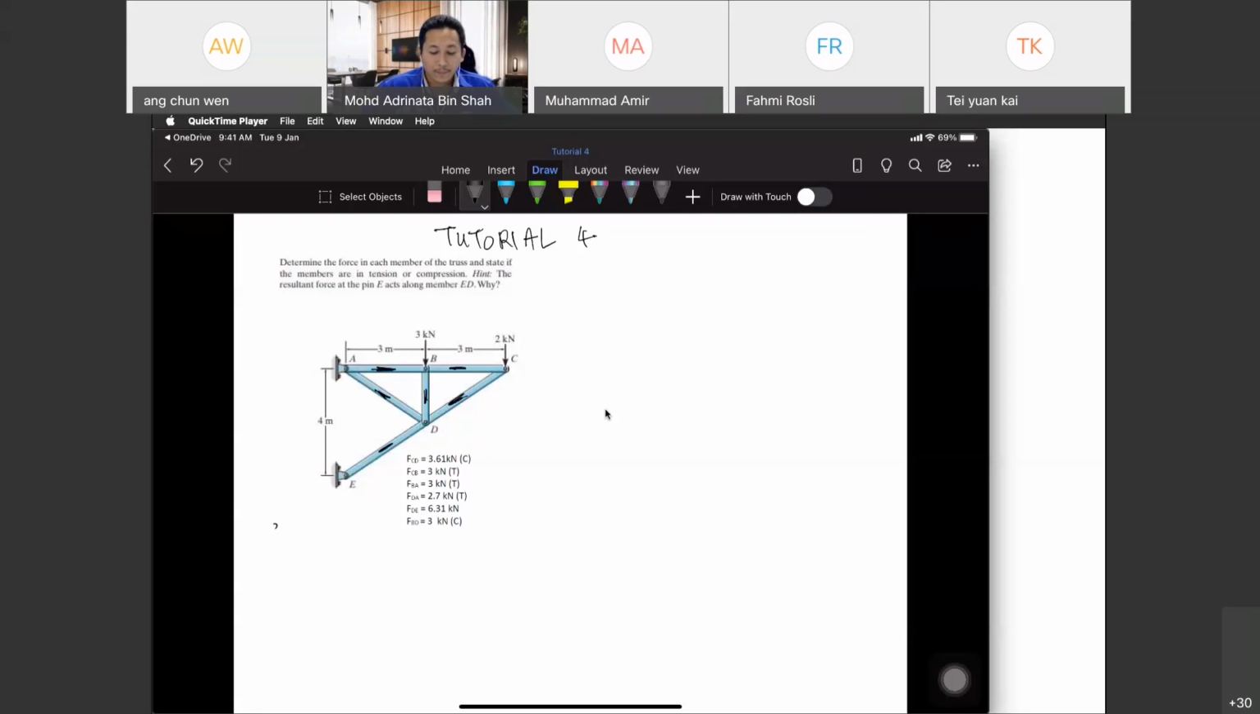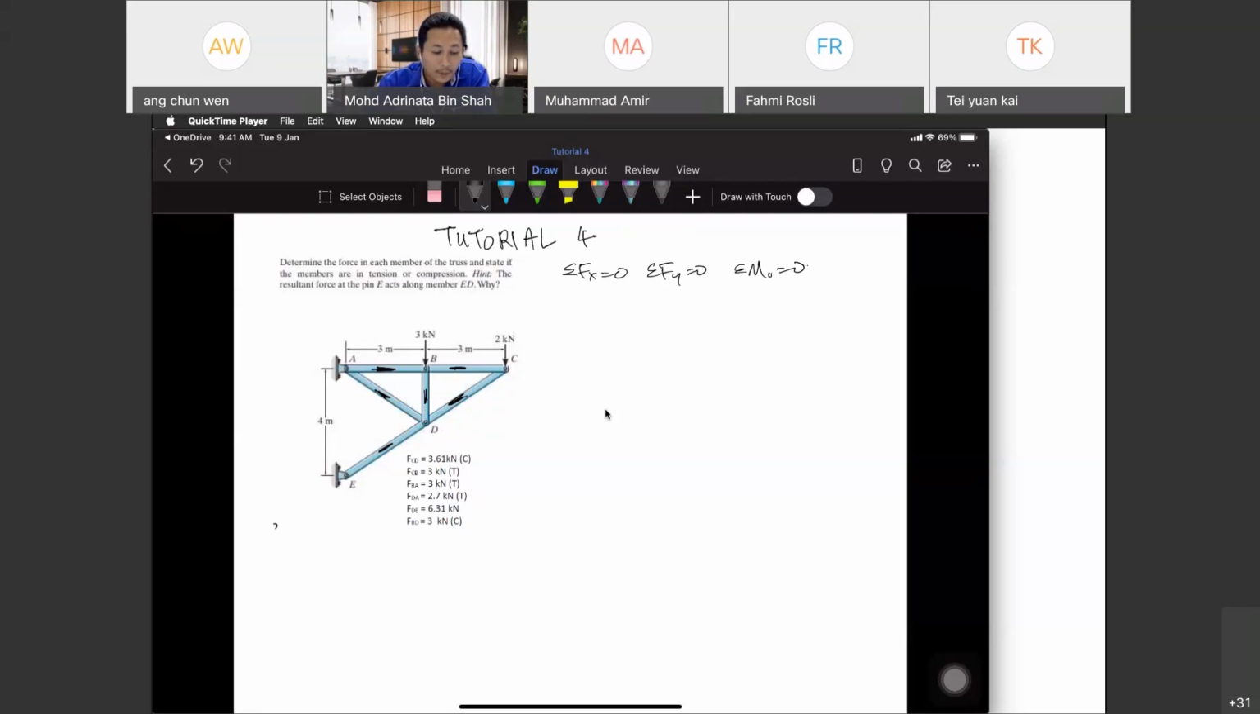Before we start, just to make sure, this is about the equations of equilibrium, where sigma Fx equals 0, sigma Fy equals 0, and sigma moment equals 0. So this is what we will do to solve our problems.